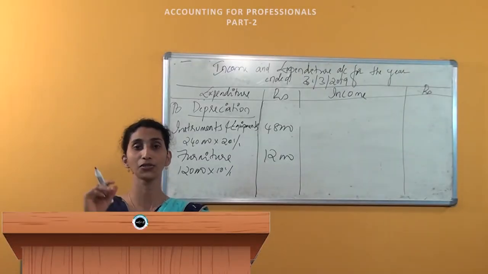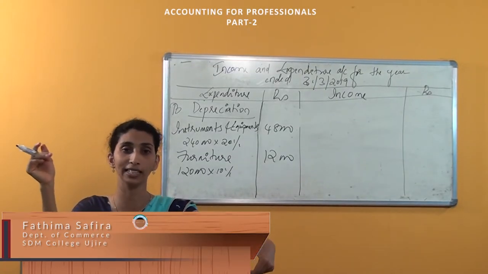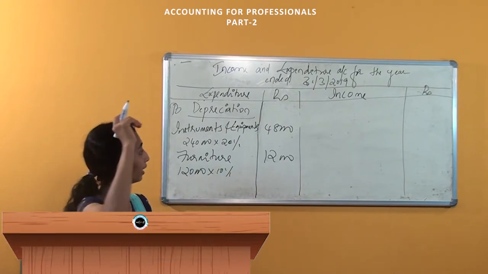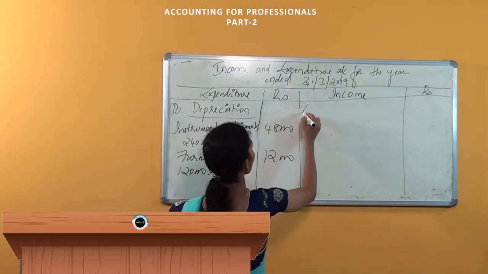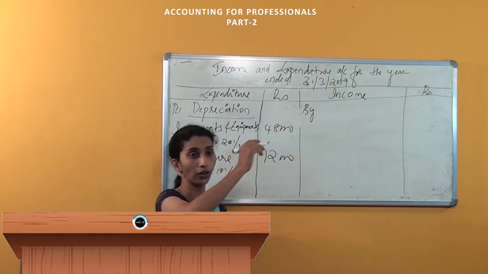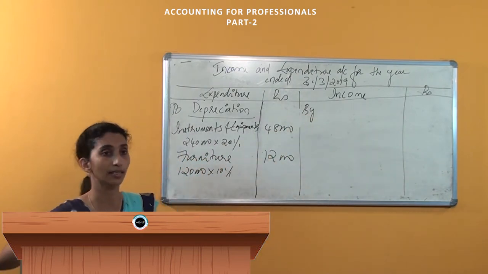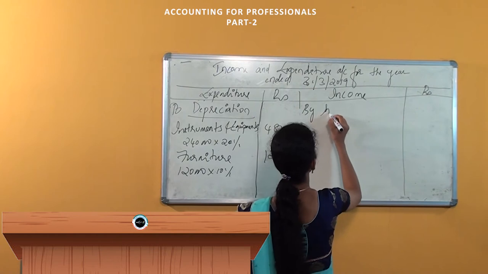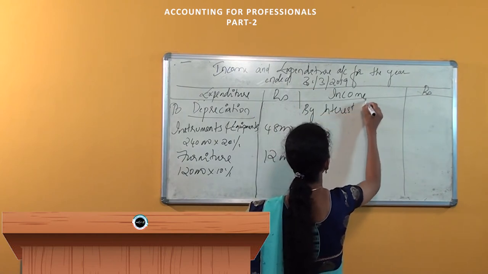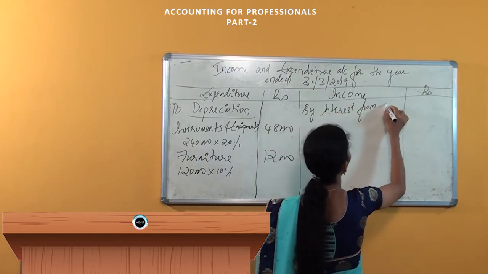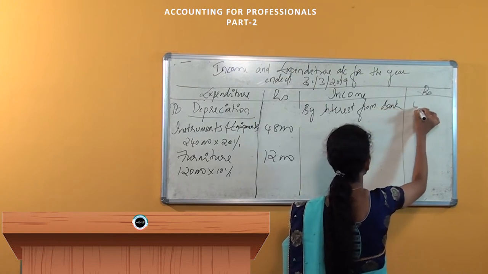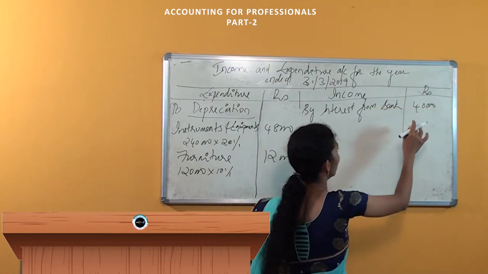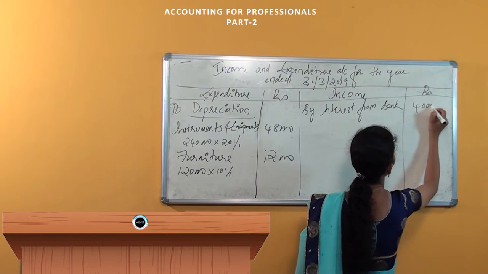Hello students, so we'll continue with the last problem. We are now under the income side. Under the income, you have interest from bank, I think it is 4000.